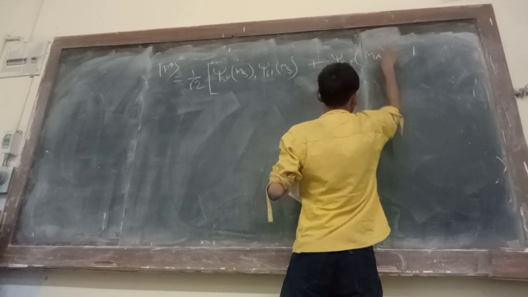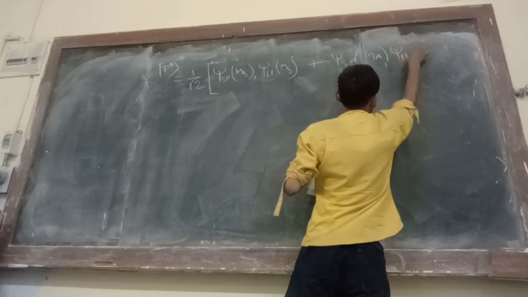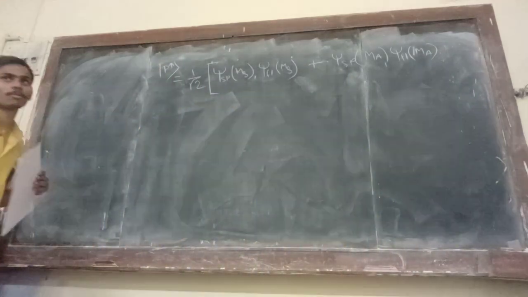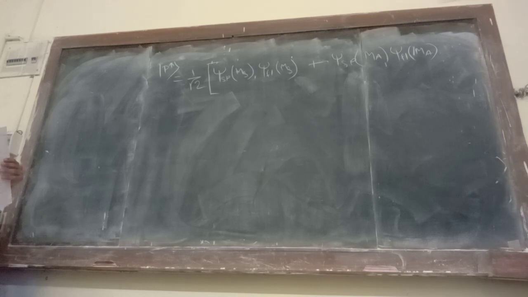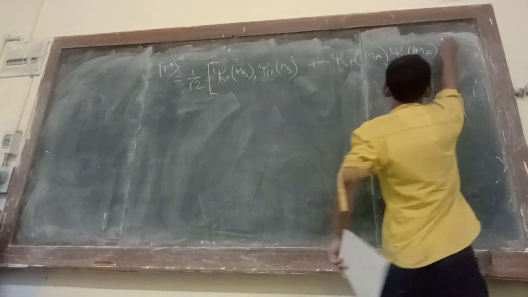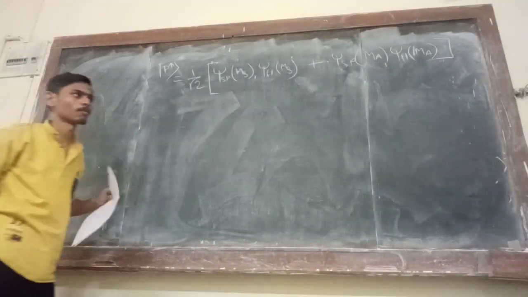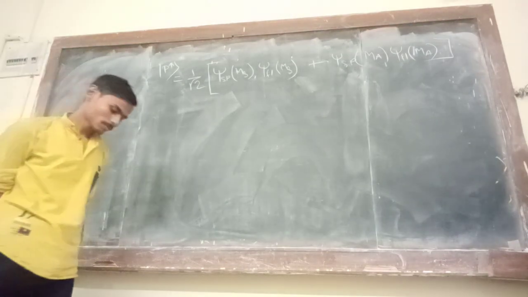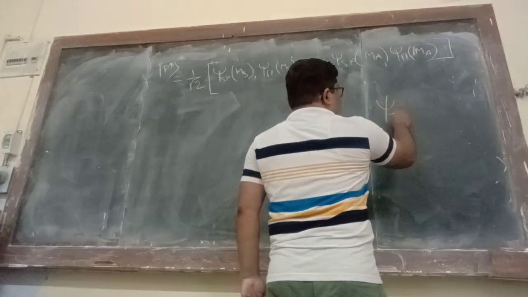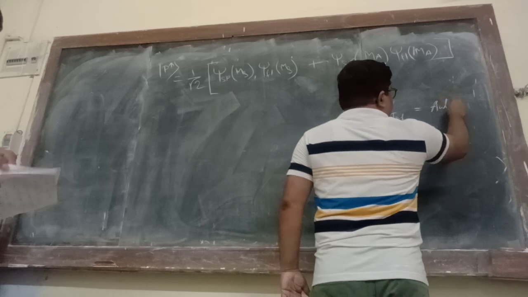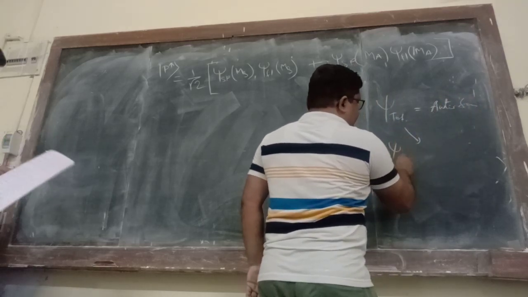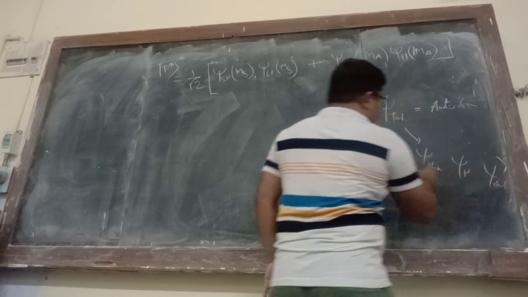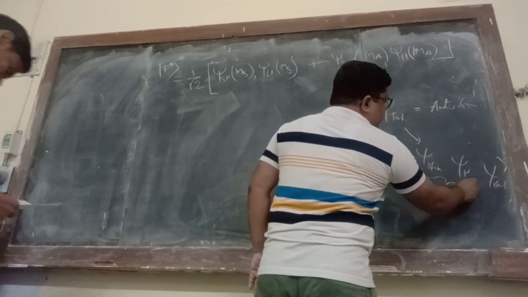Written down like this, can anybody say why we are writing it like this? We have a combination of symmetric part and antisymmetric part. Which one is symmetric, which one is antisymmetric? What about the space and color component? The total wave function must be antisymmetric, right? And it has four components: space, spin, flavor and color. Now here we are just considering the spin and flavor component.